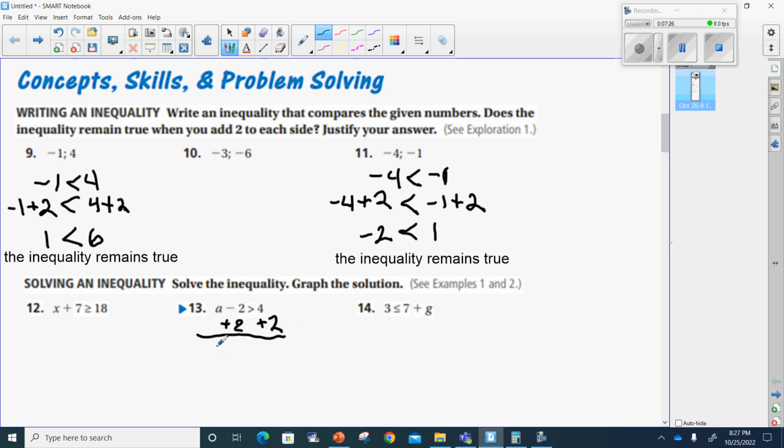When I do this, A comes down by itself. The inequality symbol comes this direction. 2 minus 2 is 0. I'm not going to add that, but 4 plus 2 is 6. And now A is greater than 6.